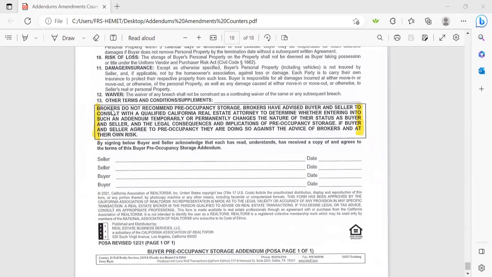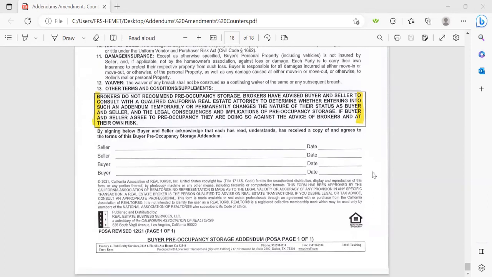Here again, brokers do not recommend pre-occupancy storage. And see what they recommend, same thing as on the other one: consult an attorney. So you just tell them right off the bat to do that, because that's what the potential is, and that's what we don't want to have happening.